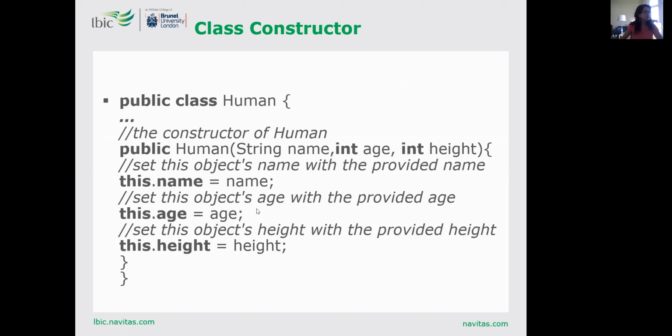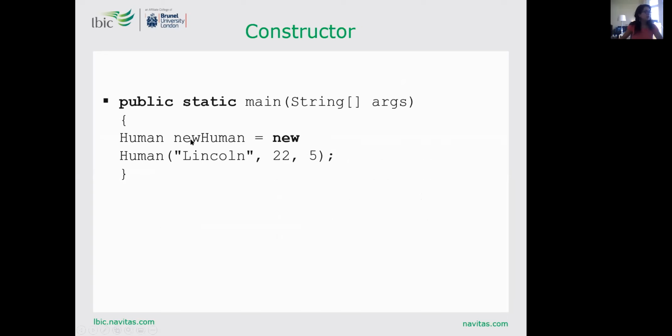Let's look at the next one, where you can see the arguments that I talked about. For giving birth to a new child or new object, we're going to use this syntax. The arguments should be the name, age, and height, which is 5 foot.